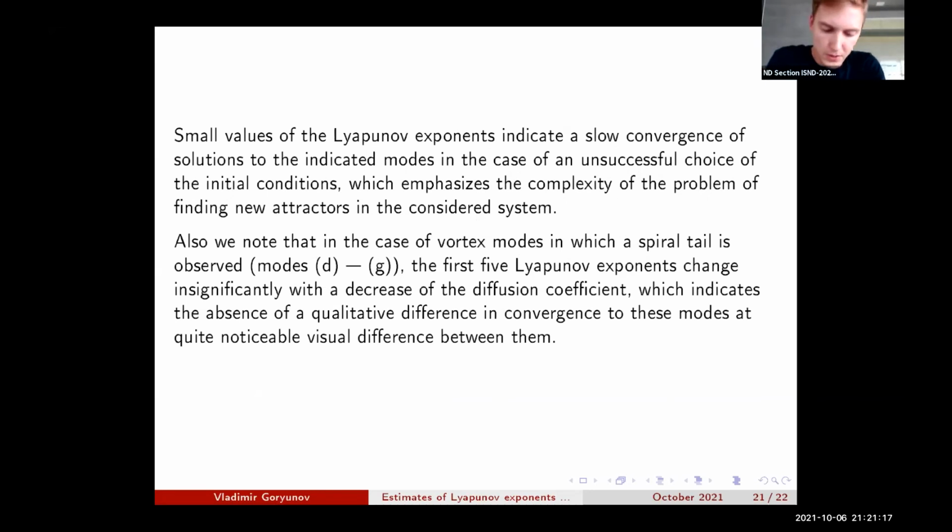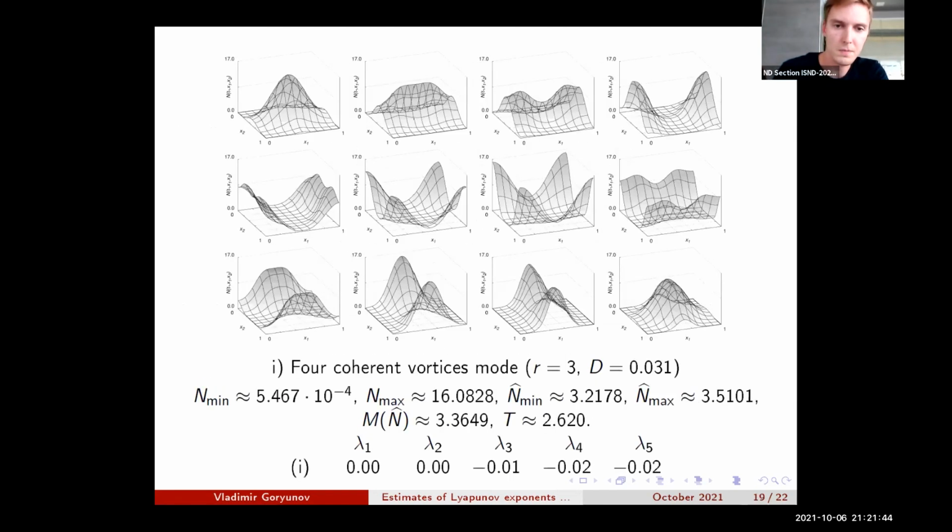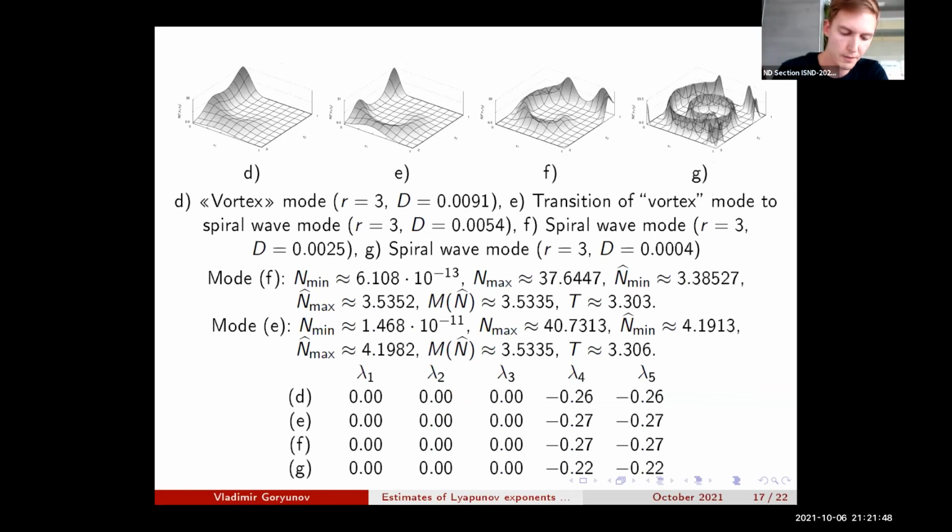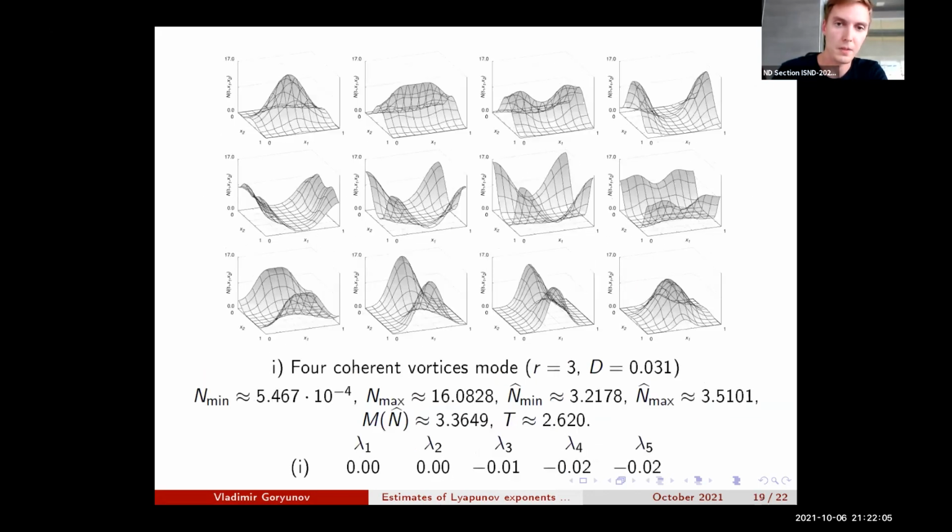Small values of the Lyapunov exponents indicate a slow convergence of solutions to the indicated modes in the case of an unsuccessful choice of the initial conditions, which emphasizes the complexity of the problem of finding new attractors in the considered system. Also, we note that in the case of vortex modes, in which a spiral tail is observed, modes D and G, the first five Lyapunov exponents change insignificantly with a decrease of the diffusion coefficient, which indicates the absence of a qualitative difference in convergence to these modes despite quite a noticeable visual difference between them. Thank you for your attention.